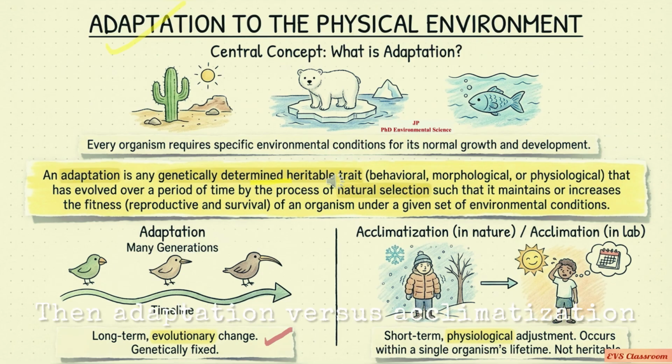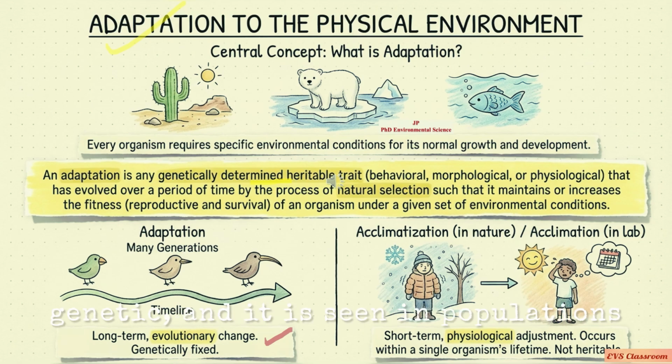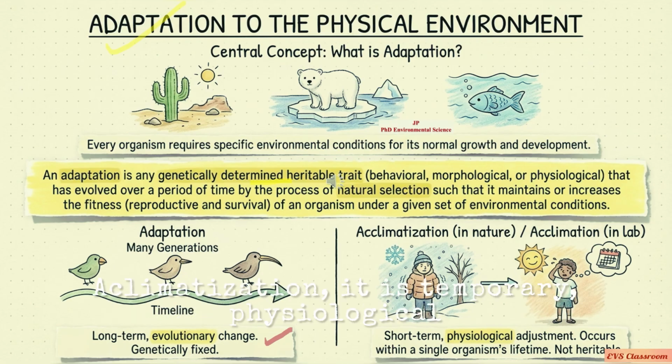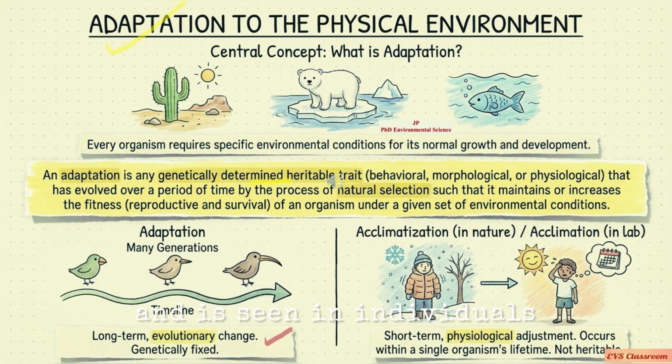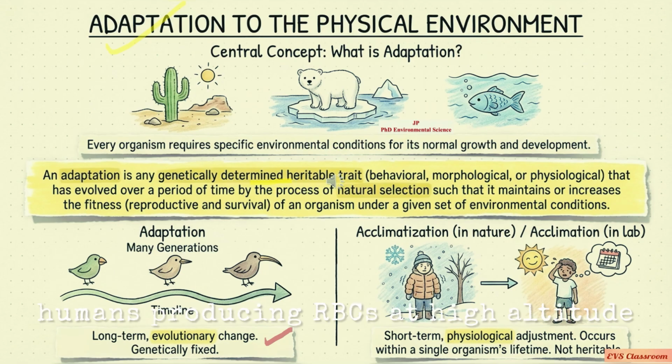Then adaptation versus acclimatization. Adaptation is permanent, genetic, and is seen in populations. For example, giraffes' long necks. Acclimatization is temporary, physiological, and is seen in individuals. Example, humans producing RBCs at high altitude.